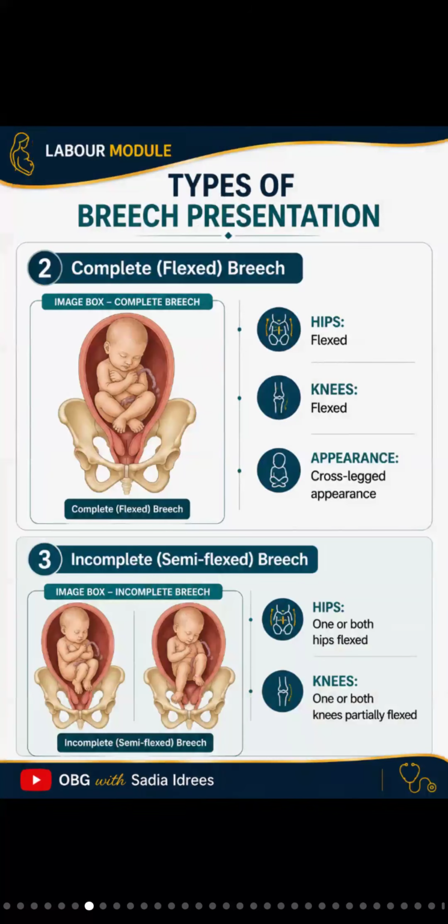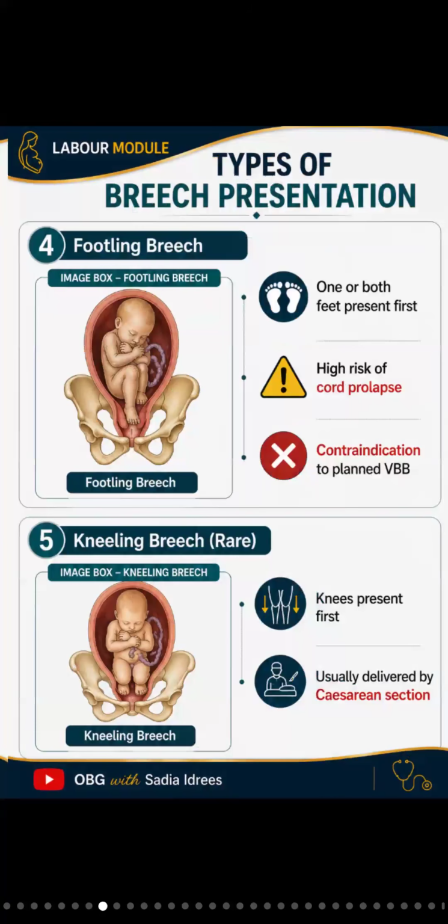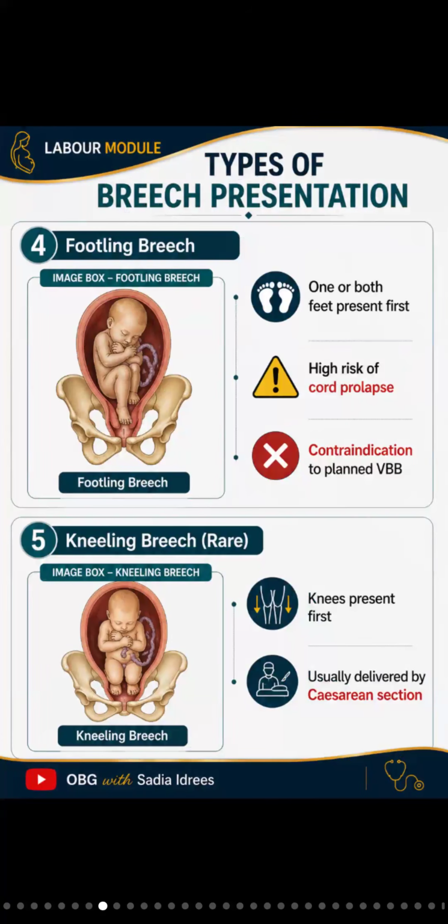Then complete or flexed breech: hips are flexed, knees are flexed, and the appearance is cross-legged. Third is incomplete or semi-flexed breech, in which one or both hips are flexed, or one or both knees are partially flexed. Then comes footling breech, in which one or both feet come down through the vagina, and there is high risk of cord prolapse. It is a contraindication to planned vaginal breech. It's like you are committing suicide, it's like killing the baby. Then kneeling breech, which is rare, in which the knees present first and is usually delivered by cesarean section, as the chances of the baby getting stuck are higher.